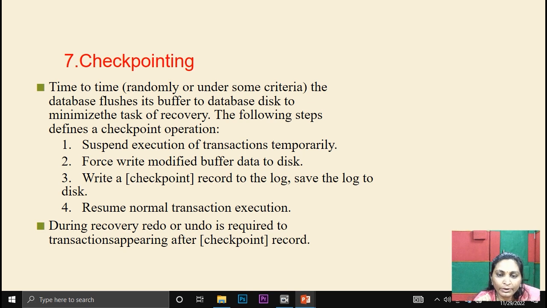Third, write a checkpoint record to the log, save the log to the disk, and then write that record to the log. After that, resume normal transaction execution. From that checkpoint, the next instructions will be executed. During recovery, redo or undo is required only for transactions appearing after the checkpoint record.